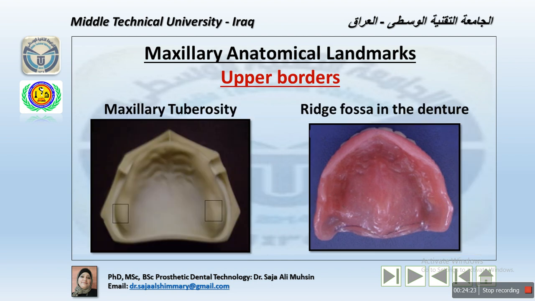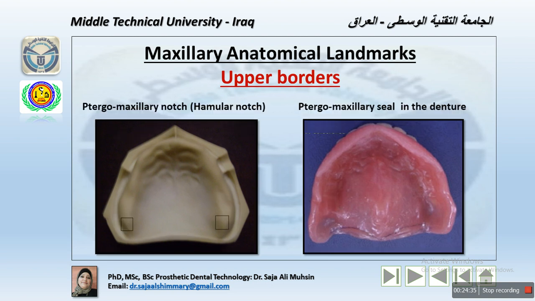Also, we have the maxillary tuberosity here, which is represented by the ridge fossa in the denture, and it is located posteriorly. As well, the pterygomaxillary notch, the hamular notch, and this will be the pterygomaxillary seal in the denture at this position, which is almost the last part, where the posterior palatal seal will start from. Okay.